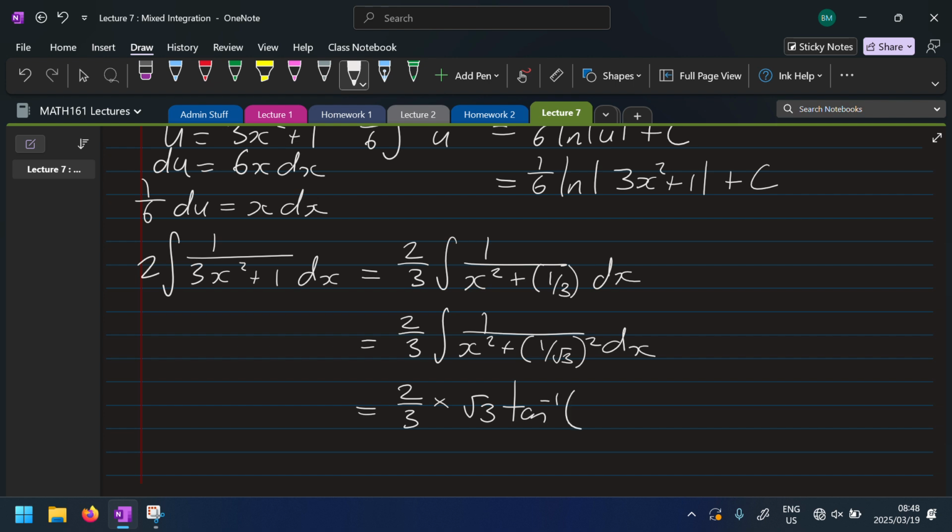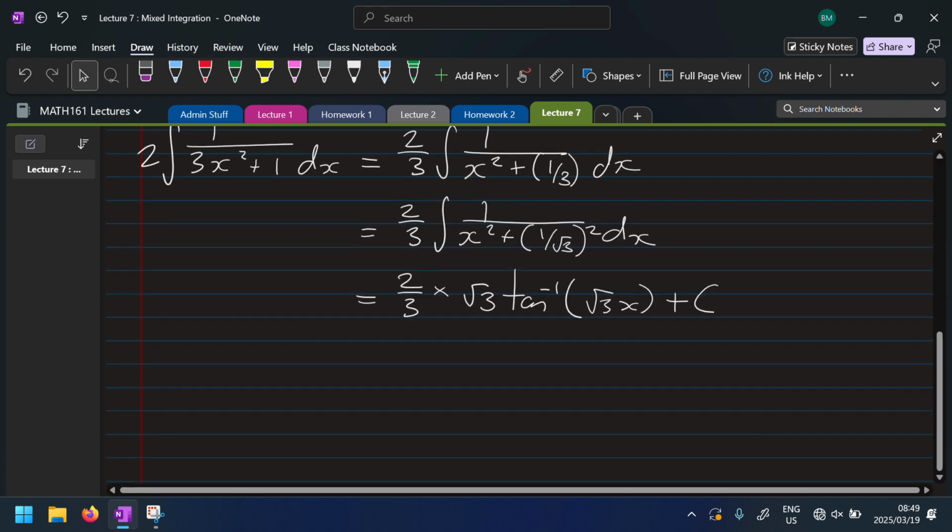So x divided by 1 over root 3, so that will be root 3x. Okay, so we split it up into 2 problems. Instead of having one partial fractions looking problem, we split it up into a u substitution problem and the arctan problem. And then we can just put it all together.